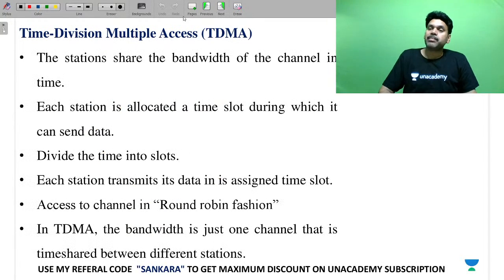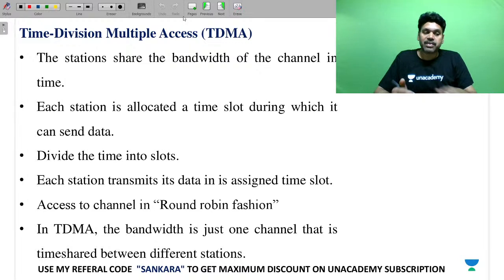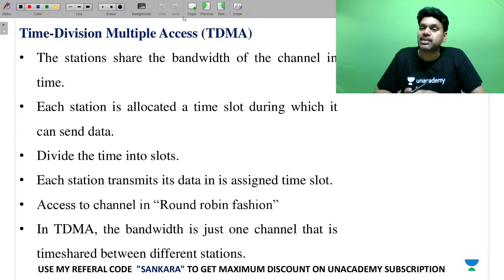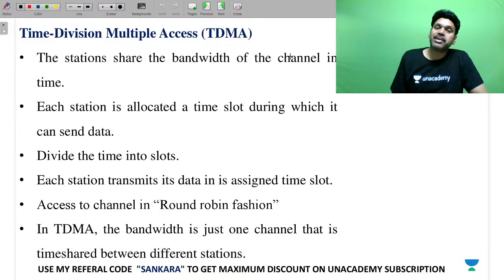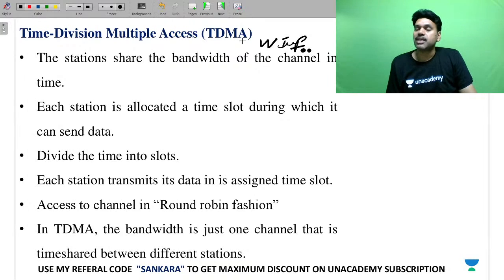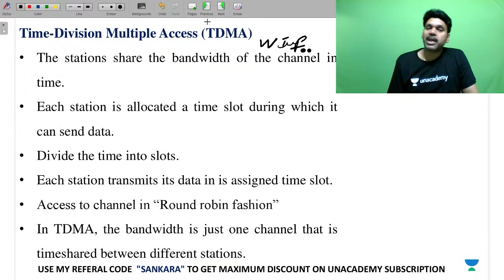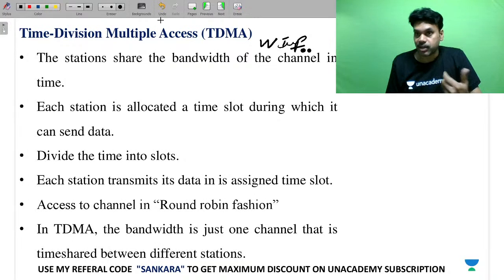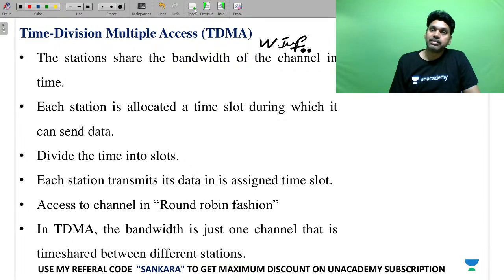Now let us see the second variety of multiple access channelization technique, which is time division multiple access. Very important this is. So where are we using FDMA? FDMA we are using in TV broadcasting, radio broadcasting, and mobile communication. They are all based on frequency division multiple access.